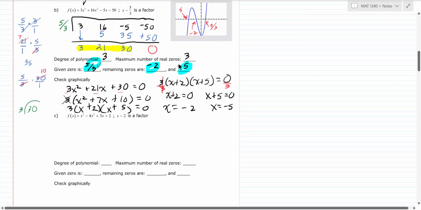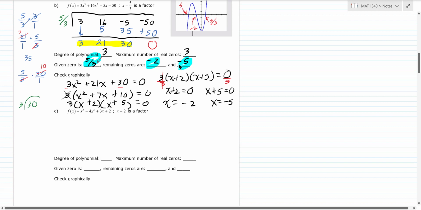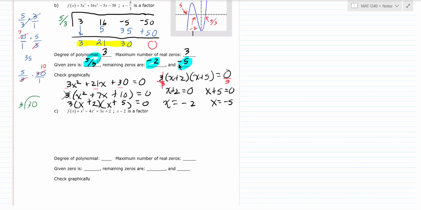Let's go down to this third example and take a look at this one. Again, you're given a factor on this. When we start, this is a third-degree polynomial, so the maximum number of real zeros is going to be 3. We already have our first one. And remember, if x minus 2 equals 0, that first factor, then x has to be 2 because 2 minus 2 is 0.